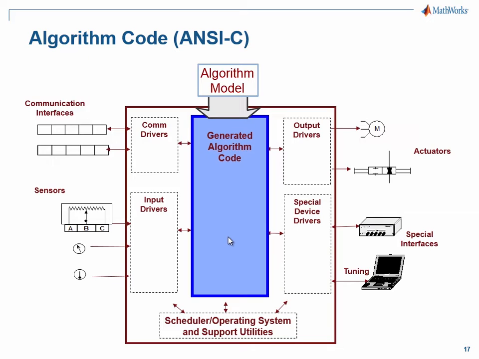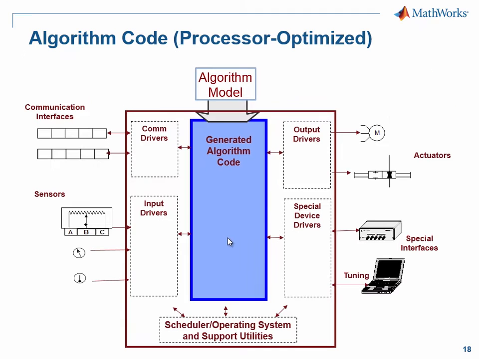But sometimes people want more than just ANSI-C. In this case, it is possible to generate processor optimized code as shown here. You can see that the processor optimized code is part of what's generated by the tool, and it could include, for example, IQMath or ARM Cortex CMSIS optimizations.